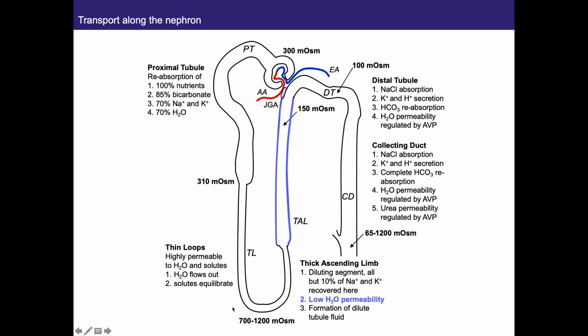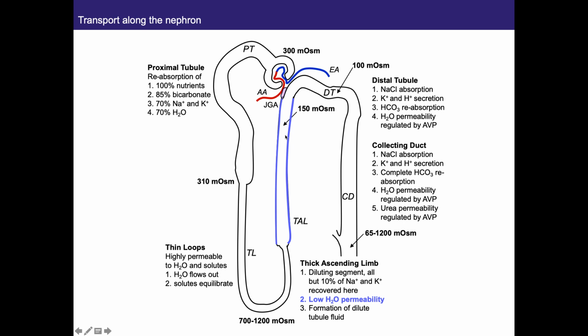Solutes are going to equilibrate, moving in and out until the solute concentration within the loop is also about the same as it is outside. All right, the thick ascending limb, however, pulls salts out, but remember, it has very low water permeability, so the water is not allowed to follow. This is called the diluting segment because it pulls salt out, but the water remains inside the tube.